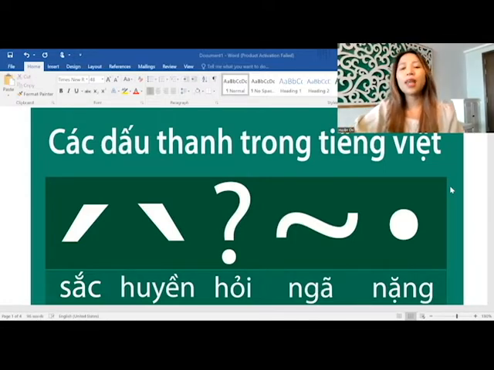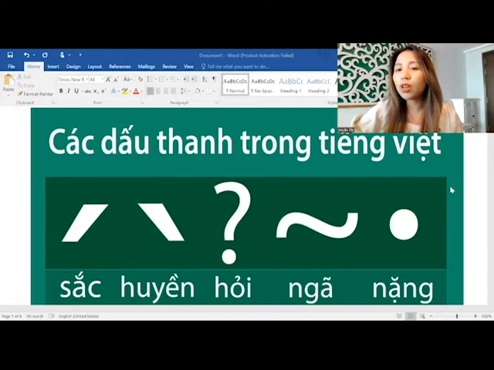Okay, so there are 6 tones in Vietnamese, but I am teaching the Southern accent today, so there are only 5 tones in Vietnamese, because in the South, people pronounce 2 tones in a similar way. Okay, the first tone in Vietnamese, it is no tone.